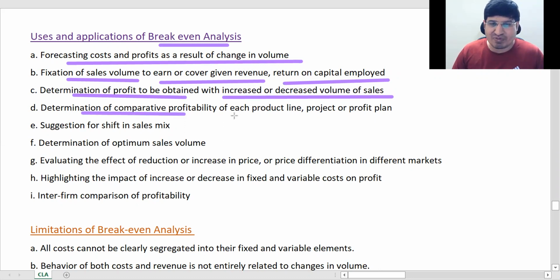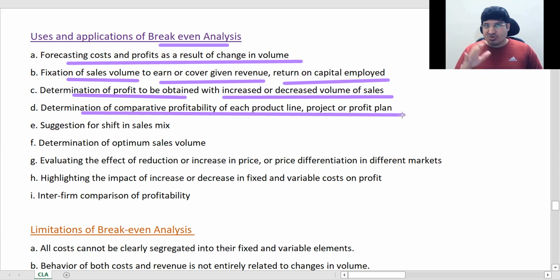Determination of comparative profitability of each product line, project or profit plan. ठीक है. When you have different products, आप सबका PV ratio and all those things you can compare it easily. Suggestion for shift in sales mix. Again, when you have more than one product like here, you can decide on which one to produce more, which one to reduce, so that there is an overall increase in profit.